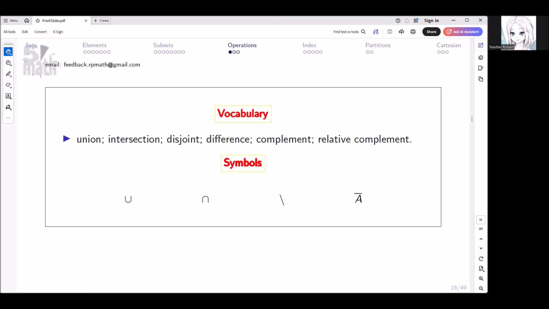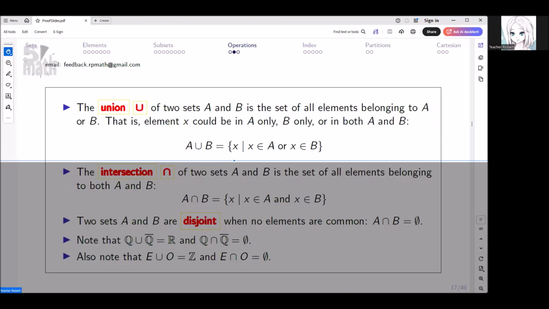Vocabulary: union, intersection, disjoint, difference, complement, relative complement. Symbols: The union of two sets A and B is the set of all elements belonging to A or B. That is, element x could be in A only, B only, or in both A and B.